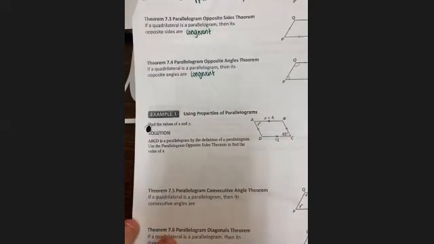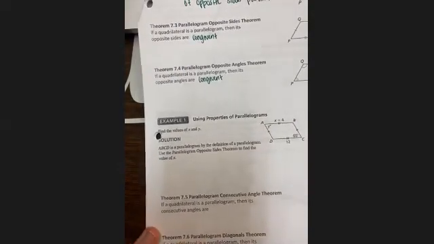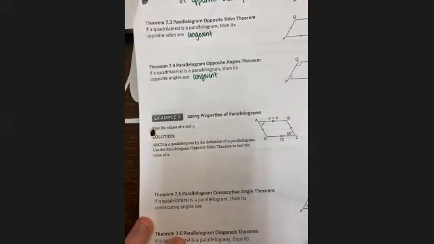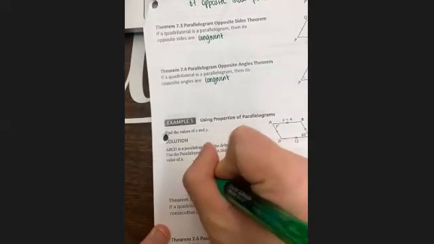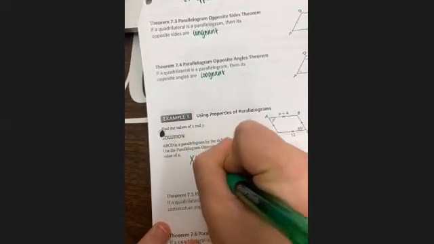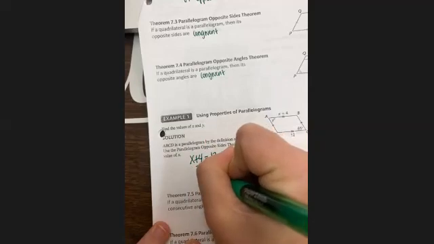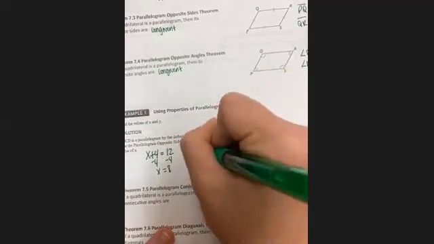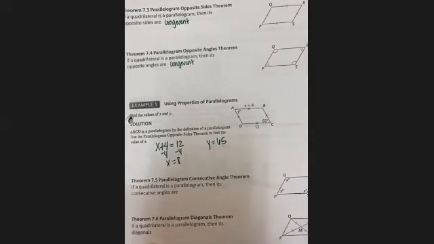Okay, so come down here to example 1. It says find the values of X and Y. So if I see here, I know that the opposite sides of a parallelogram are congruent and the opposite angles are congruent. Okay, so to solve for X, I'm going to do X plus 4 is equal to 12. Okay, so then we would subtract 4 over. X is equal to 8. Okay, and then here, Y is opposite to 65, so then Y is just equal to 65.